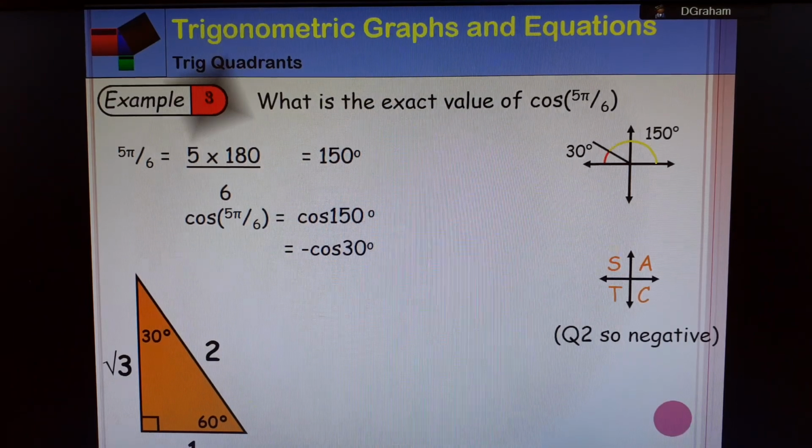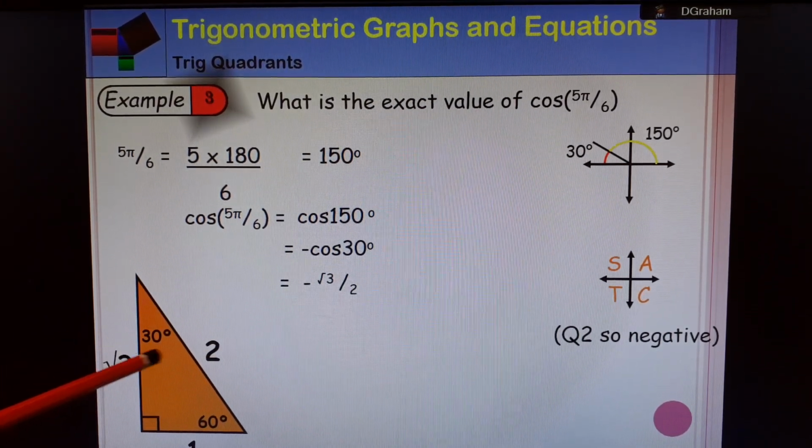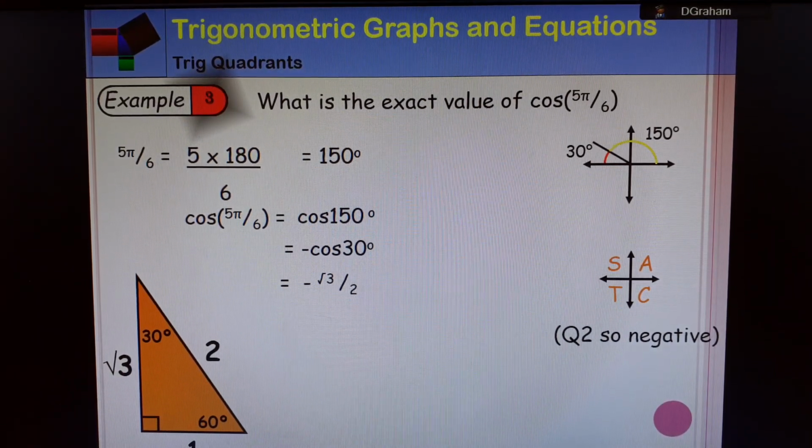And we get the cos of 30 from the triangle, which is adjacent over hypotenuse from 30. There's your adjacent, there's your hypotenuse. So it's negative root 3 over 2. Okay.